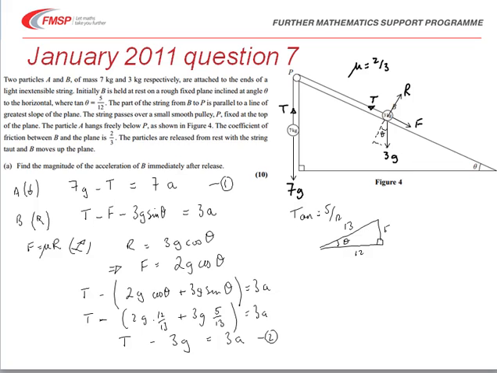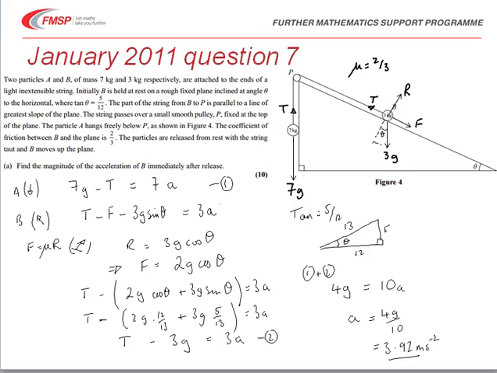So if we add these two equations together, equation 1 plus equation 2, we get 7g minus 3g, so 4g. The T's cancel out. 7a plus 3a gives me a total of 10a, and therefore the acceleration is equal to 4g over 10. And if you wish, you can put that as a decimal, 3.92 meters per second squared.